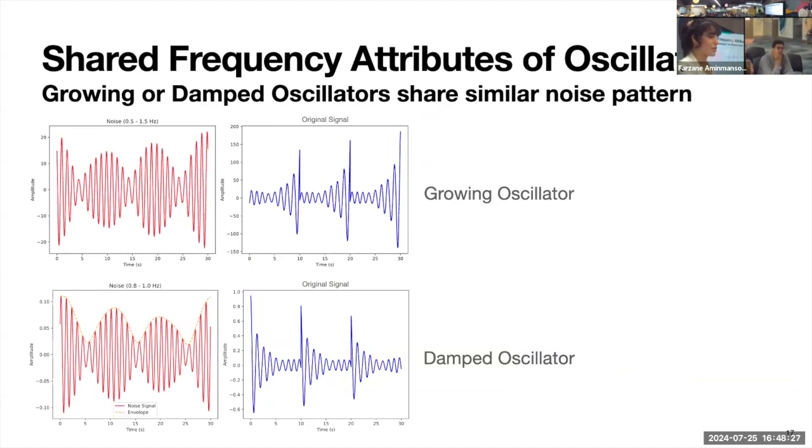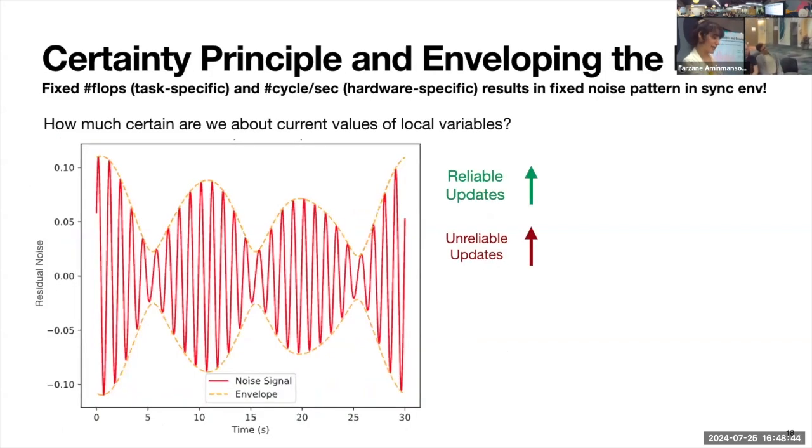But let's compare these two hypothetical growing and damped oscillators side by side. The blue one is the original signal. One of them is a growing oscillator, and the other one is a damped oscillator. And these are the noise for both of them, which seems to have common properties, right? If we take a closer look, I can see that at some points the noise is very large, and at some points the noise gets smaller in amplitude, right?